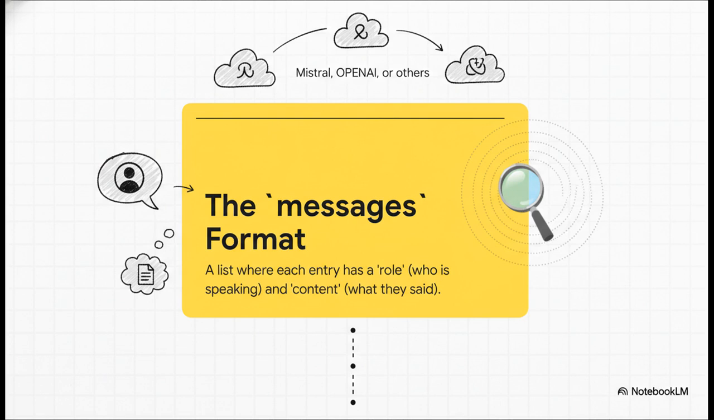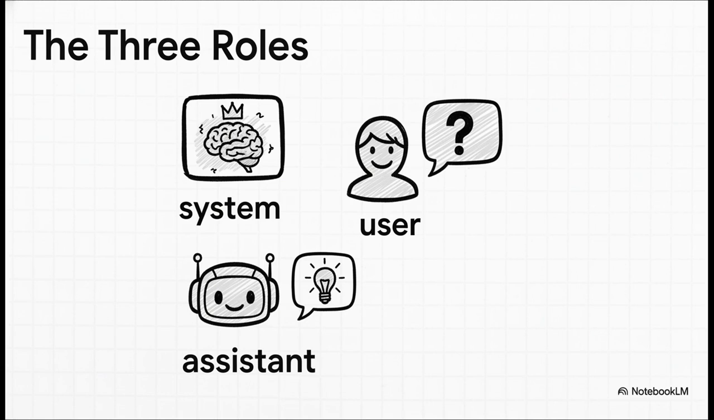It's beautifully simple. So, about those roles, there are only three you need to worry about. The user role, that's you. That's your prompt, your question. The assistant role is for the AI's past responses, and this is crucial. It's how the model remembers the conversation history. But the real secret weapon? That's the system role. This is where you tell the AI how to behave. You can give it a personality, a set of rules. It's incredibly powerful.